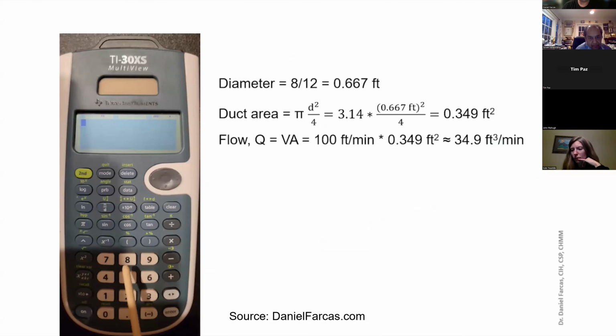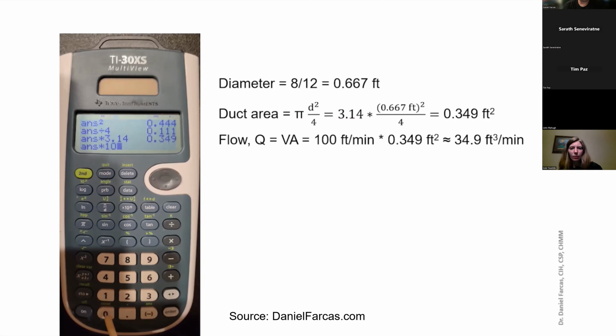All right. So we have to learn to do the calculation really fast on our calculator. For this example, the diameter is 8 divided by 12, which equals 0.667 feet. We square the answer and divide by 4 and then multiply with 3.14, which is pi, to find out the duct area. And then multiply with 100 feet per minute to find out the flow value, which is approximately 34.9 cubic feet per minute. Save time during the exam by learning to be fast on your calculator.